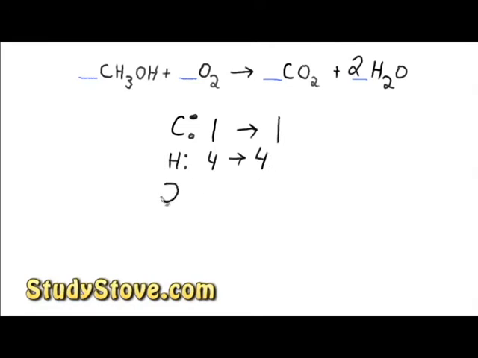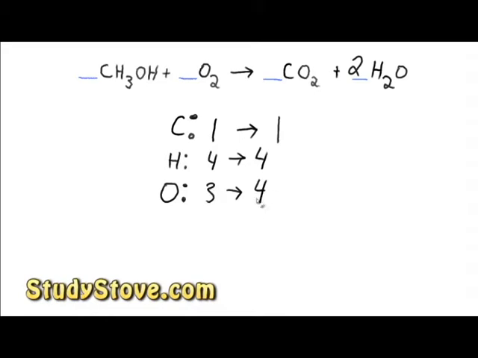So now we can go on to oxygen, which is where this problem gets a little bit harder. On the left-hand side, the reactant side, we have 3 oxygens. We have 1 from this molecule and 2 from here. And on the product side, we have 2 from CO2 and also 2 from water, because we have these 2 water molecules each with 1 oxygen each. So we have 4 on the right-hand side. So obviously that's not balanced.